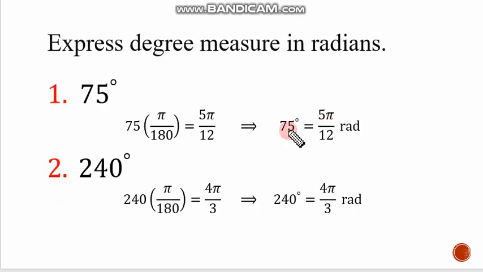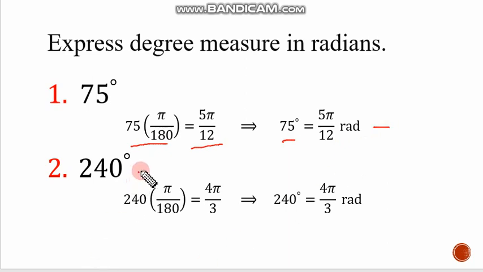Example: 75 degrees. We will convert it from degree to radian measure. So 75 degrees times pi over 180. So that's 75 pi over 180. If we simplify that, that's 5 pi over 12. So 75 degrees is equal to 5 pi over 12 rad.